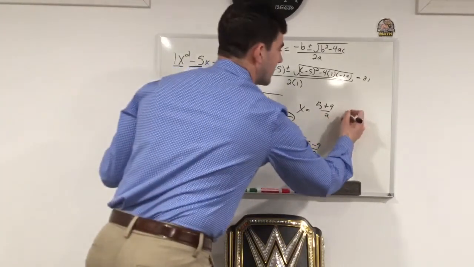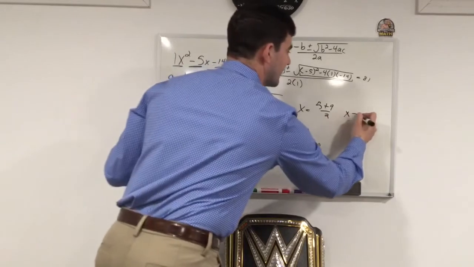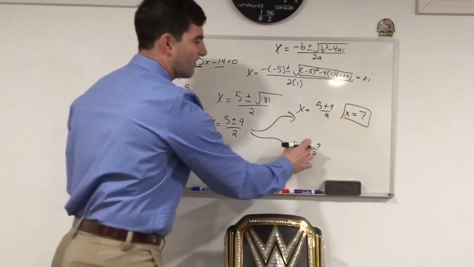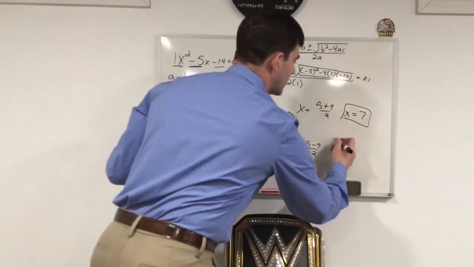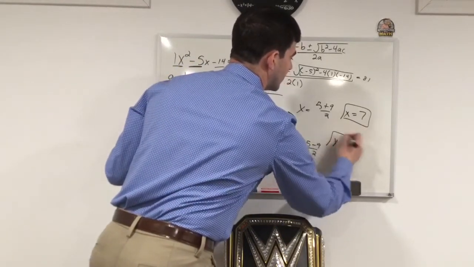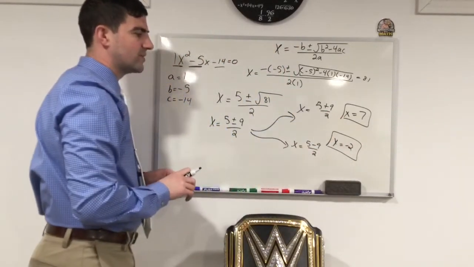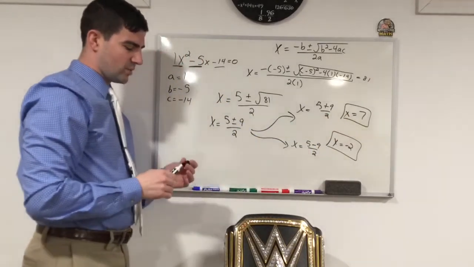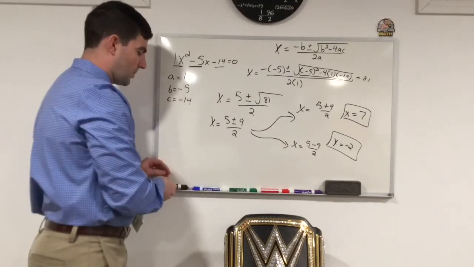The top one, 5 plus 9 is 14, and 14 divided by 2 is 7. The bottom one, 5 minus 9 is negative 4, and negative 4 divided by 2 is negative 2. So my 2 solutions are x equals 7 and x equals negative 2. These would be the 2 points where it crosses the x-axis. Those would be my solutions, my roots, my x-intercepts. I'm going to do one more example, but it's going to be on the screen.